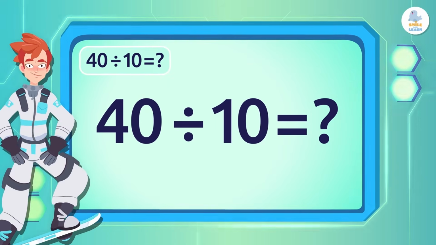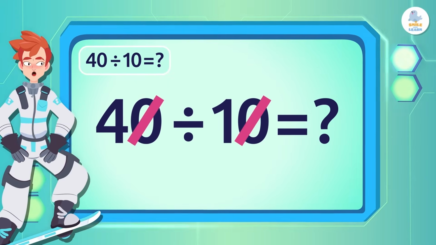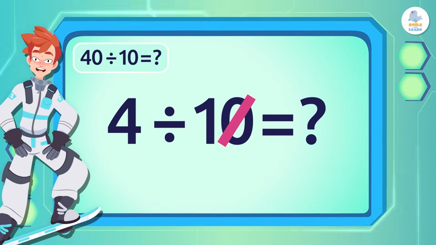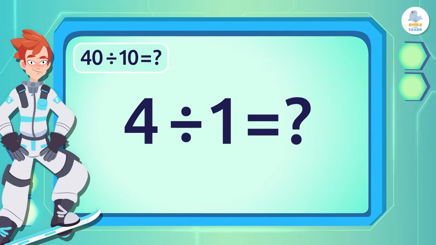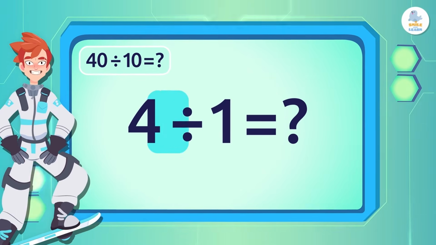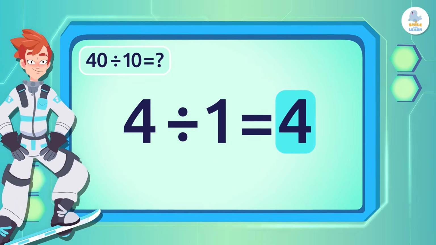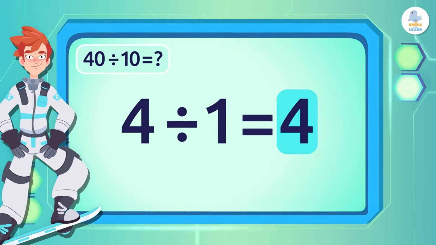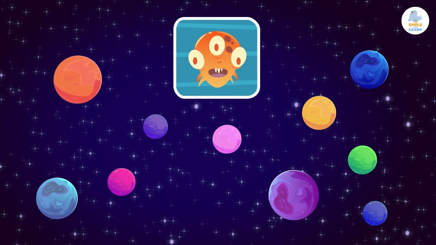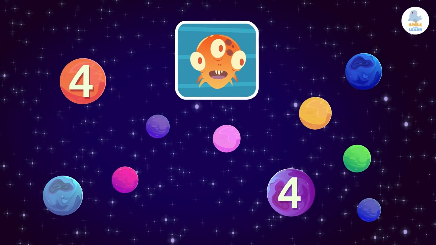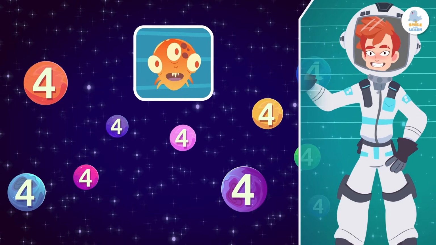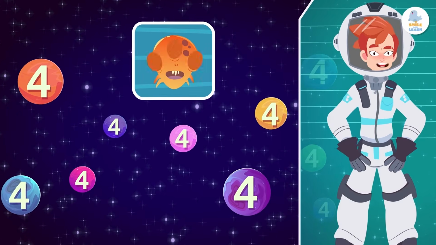It's very easy. We simply remove a 0 from both numbers. When we remove the 0 from the number 40, we get 4, and if we remove a 0 from the number 10, we get 1. So now we only have to divide. 4 divided by 1 is 4. Much easier, right? Great! That means that on each of the 10 planets there are 4 Martians. Removing the zeros helps us see that dividing by 10 is really simple.